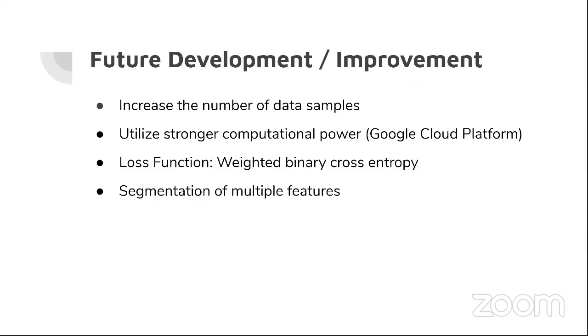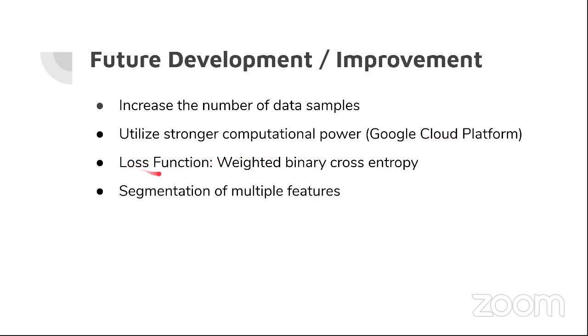Thanks, Sarah. So we believe these are the improvements and future development our project could have. The improvement we needed the most was to increase the number of data samples by manually segmenting out the ventricles, so that we would have more samples. More samples also means more computational power, so we could set up Google Cloud Platform to do our computational tasks.